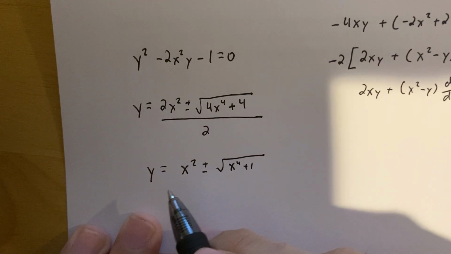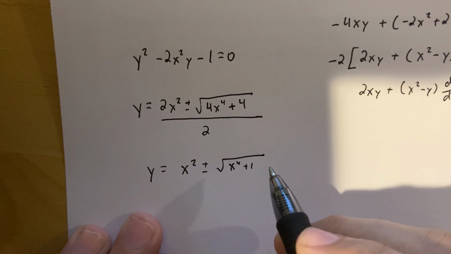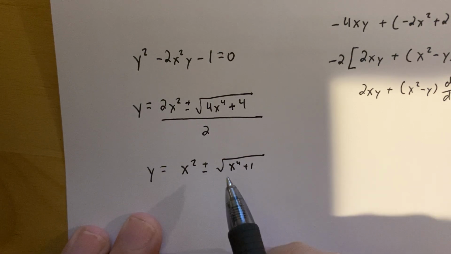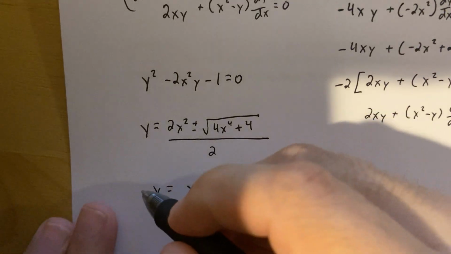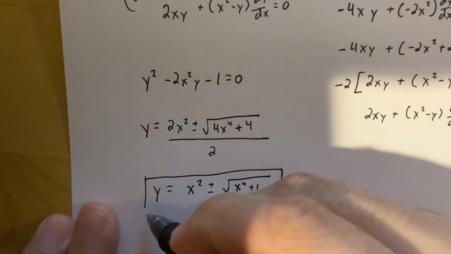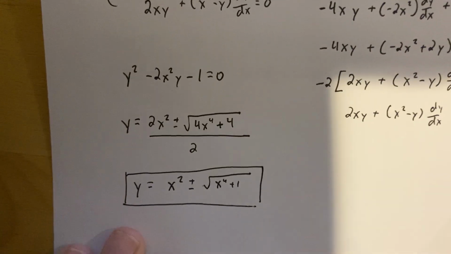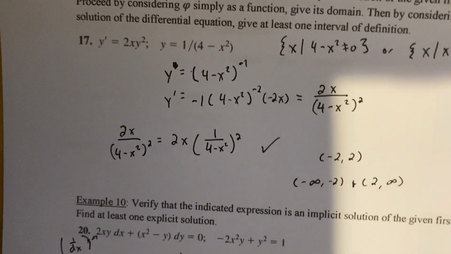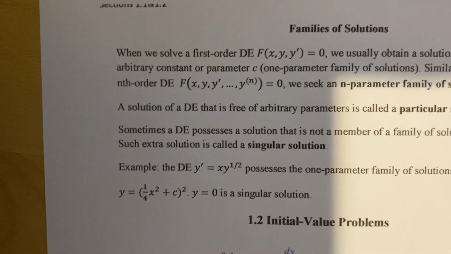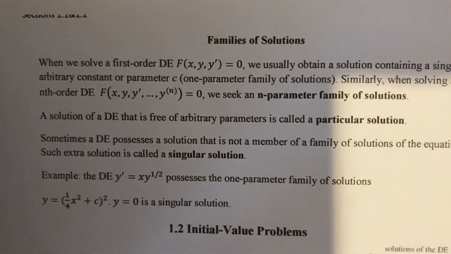So I could either say y equals x squared plus the square root of x to the 4th plus 1, or y equals x squared minus the square root of x to the 4th plus 1. So I'm just going to keep that there. Again, all you got to do is find one. I just found both of them for you. All right, I'm just going to continue to go over the last page because it's real quick. That way I don't have to make a new video.